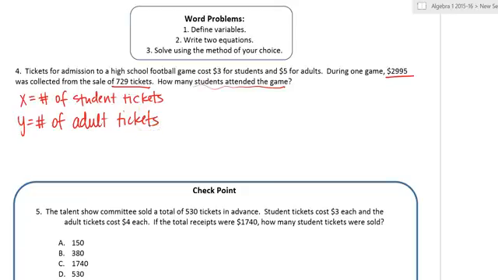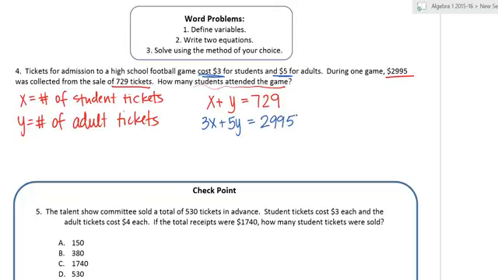We know that a total of 729 tickets were sold. Some of them were students, some of them were adults. We don't know how many of each. That's what we are finding out. We do know that a student ticket costs $3, an adult ticket costs $5, for a total of $2,995. I'm not sure if I said that right.